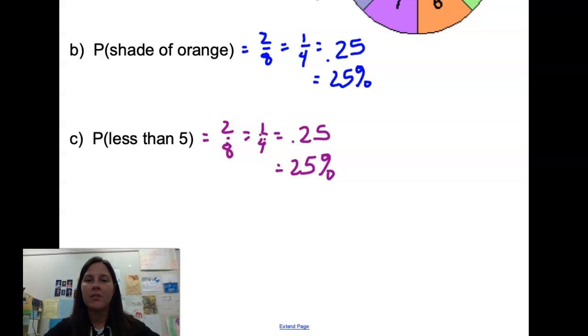All right, hopefully theoretical probability makes some sense to you. Today we're looking at just kind of setting up some basic probability. Tomorrow it will get a little bit more complicated.